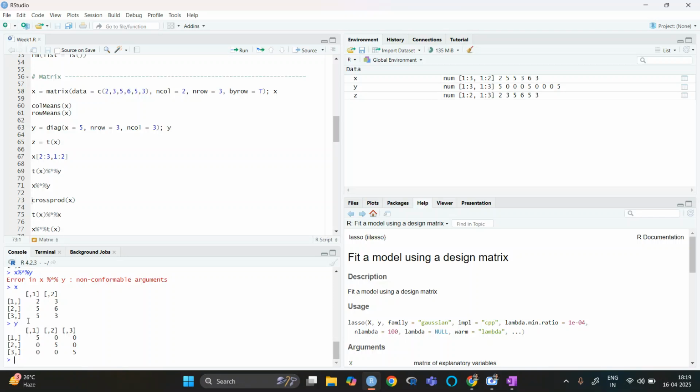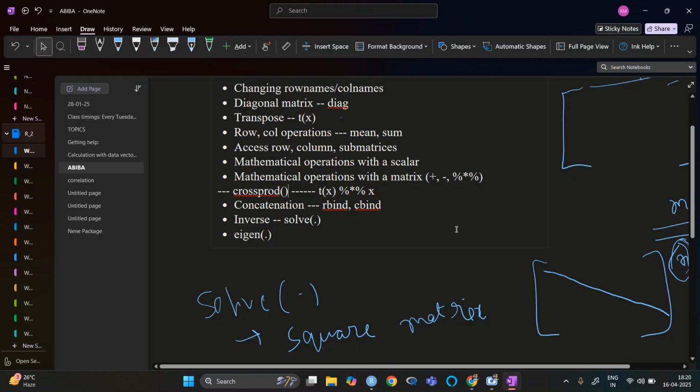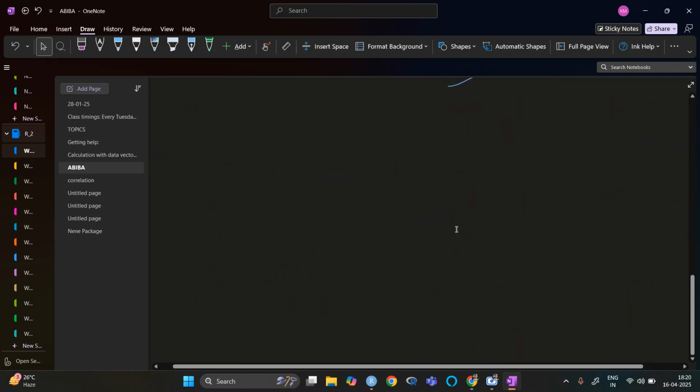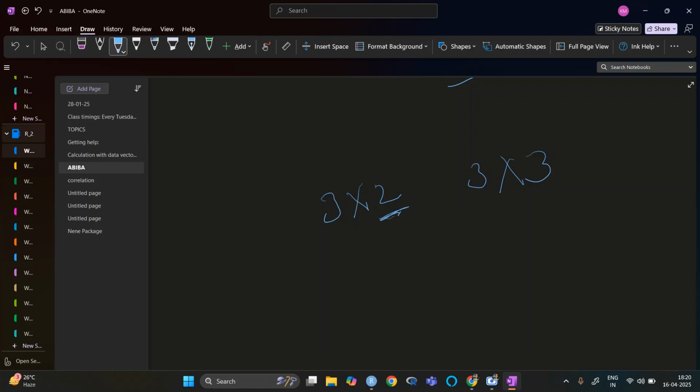So it is 3 by 2, and this is 3 by 3. So you cannot multiply a 3 by 2 by a 3 by 3, because you always need to remember that if you are multiplying 3 by 2 with 3 by 3, the columns of the first matrix and the rows of the second matrix, these numbers should be the same. If it is different, then we cannot perform the matrix operation.